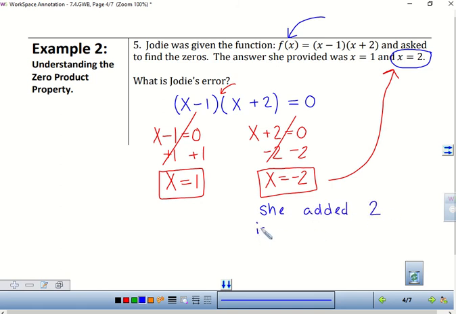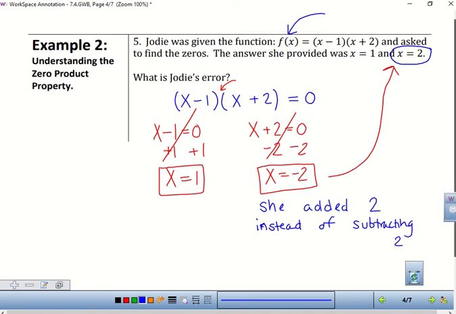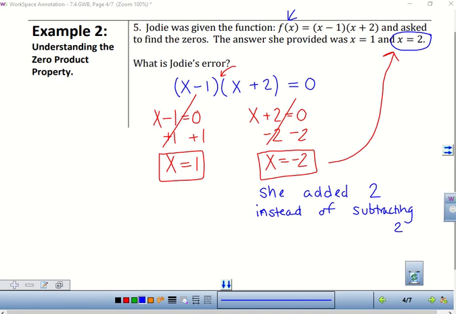So she didn't do her solving correctly. She added 2 instead of subtracting 2. Does everybody understand why she had to subtract 2 here instead of add it? Because that's how you would solve the equation, right? You have to do the opposite operation. So is everybody good with that one so far? Okay.